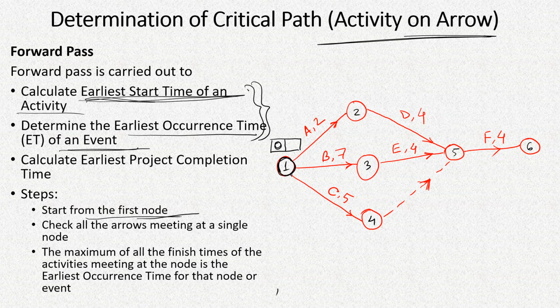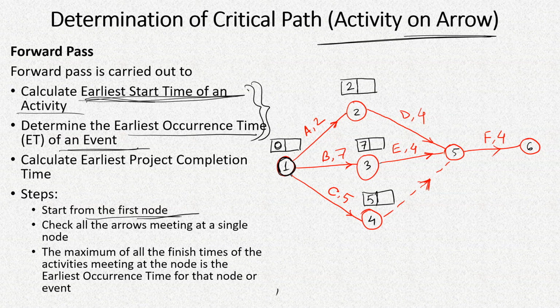Now after that, if we go to this node number 2, this represents completion of activity A, which will take 2 days, so we can write here 2. And for this particular node, it will take 0 plus 7 days, so we can write 7 here. So this 7th day represents completion of activity B. Similarly, here we can write 5 because C has taken 5 days from the beginning.